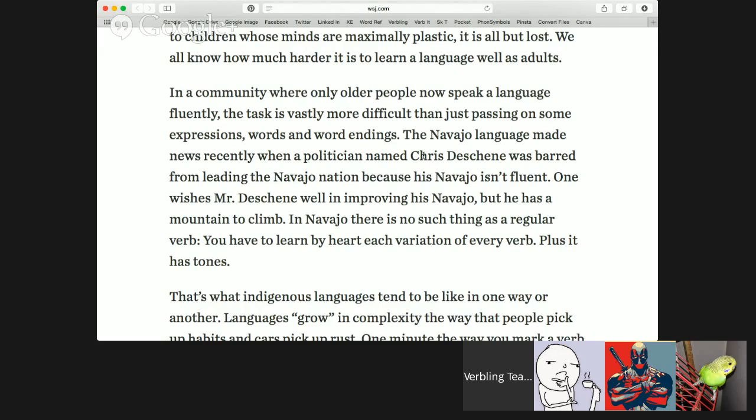In Navajo there is no such thing as a regular verb. You have to learn by heart each variation of every verb, plus it has tones.